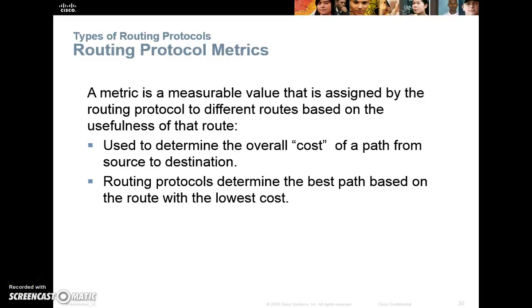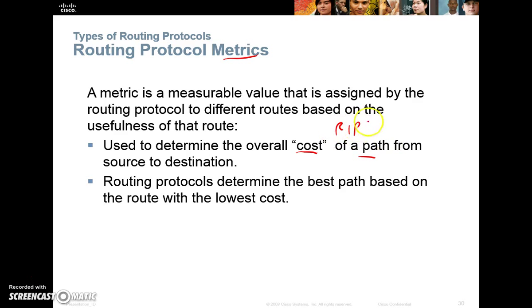Okay, before we look at distance vector routing protocol, let's look at metrics again. We covered metrics in the earlier chapter. So what is a metric? A metric is basically a measurable value that is assigned by the routing protocol to the different routes. In short, it's just the cost, the cost of using that path to reach the destination.